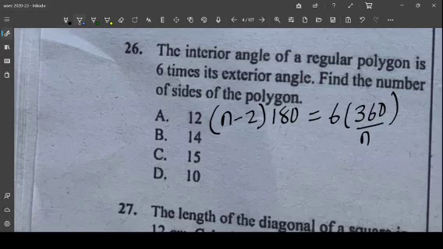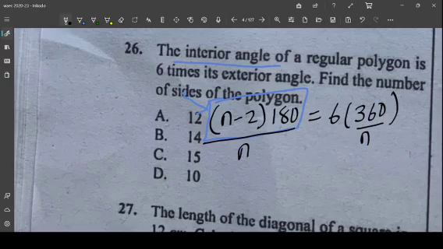Now, bear in mind that what I have here is the formula for the total interior angle of a polygon, but I actually need the interior angle of just one side, because the question tells us that the interior angle of a regular polygon is 6 times the exterior angle. So I'm going to divide this formula by n so that I will be able to know the value of each interior angle. So this becomes the general formula I'm going to work with.